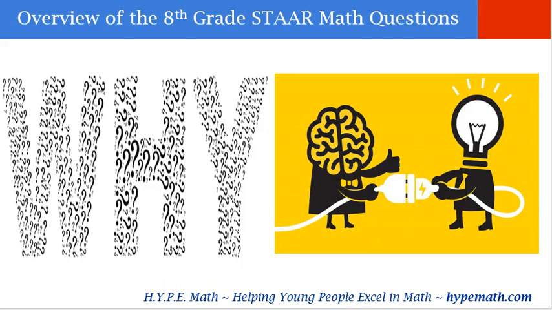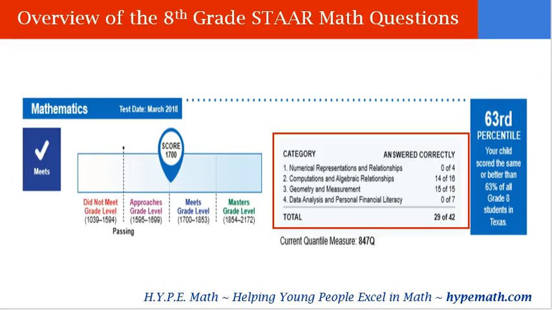Even though you may not understand, remember, or even know how to solve the questions we will be reviewing in this video, having an overview of what your 8th graders tested on in the STAAR math test will help you. Once you get their STAAR math results, let's say their performance was meets grade level and you're excited. But take a look at the red highlighted box, which displays the categories. Let's say your student scored 0 of 4 in the numerical representations and relationships category, and also a 0 of 7 in the data analysis and personal financial literacy category.